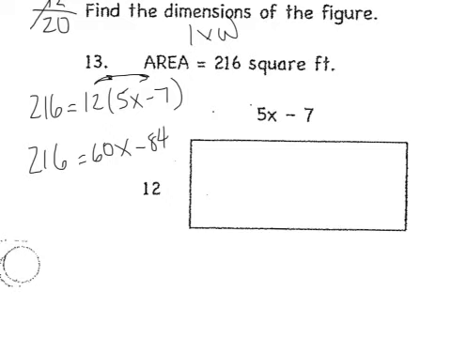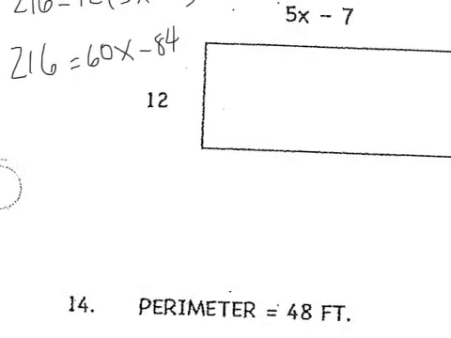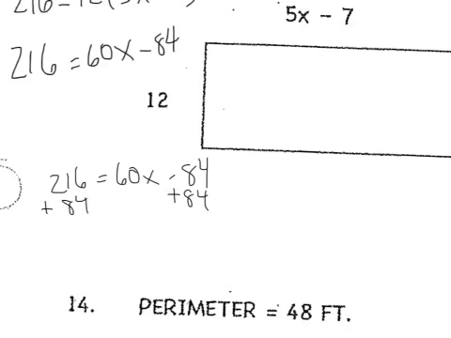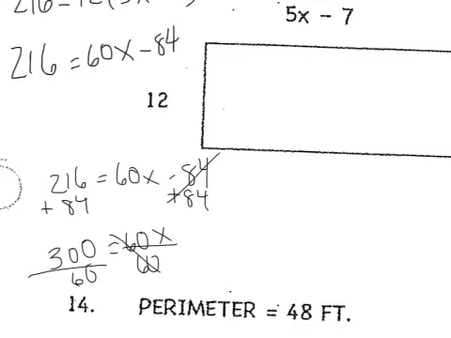Now it's a two-step equation that we could solve pretty easily, and I'm going to move it down here for more space. So we would add 84 to both sides. So now we've got 300 equals 60x. And when you divide by 60, you get an x value of 5.